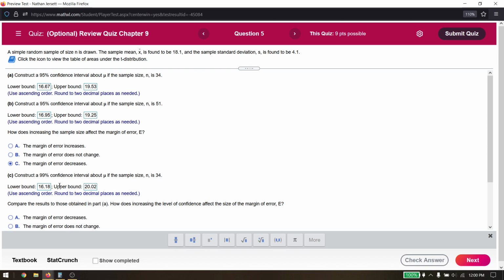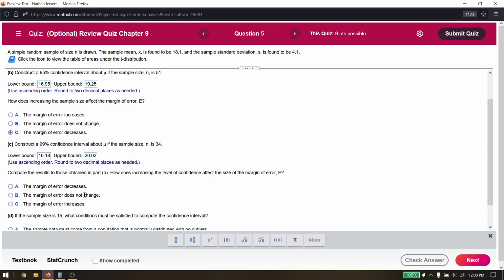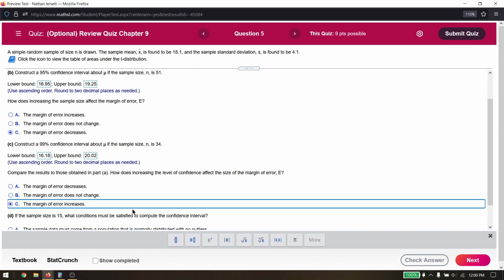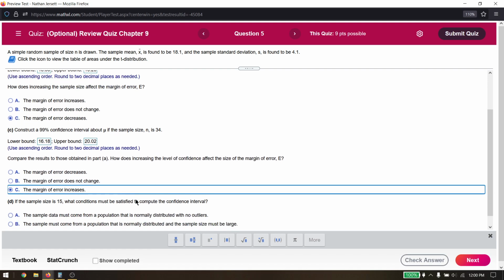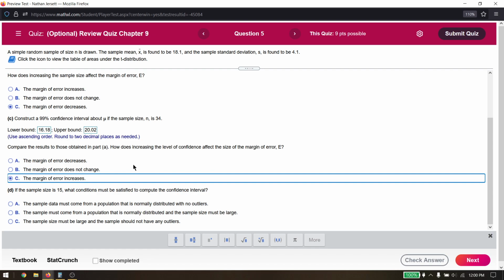Okay. And as you can see, we went from 16.67 to lower, 19.53 to higher. So it actually increased the margin of error, which makes sense because if you're more confident with your answer, that means you're taking up more space, or you're allowing for more solutions. So you get a bigger interval that your solution could contain. Of course, if you look for 100% confident, then that'd be everything, right? So that wouldn't be very helpful. That's the reason why you always see 99%, 95% confidence, that kind of stuff.